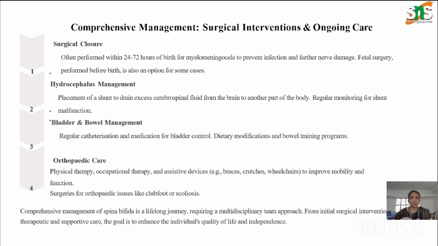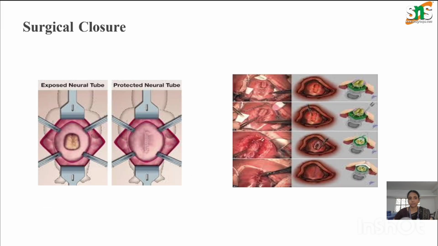Orthopedic care, physical therapy, occupational therapy, and assistive devices such as braces, crutches, and wheelchairs provide mobility and function once the child reaches the age of 5. These can be helpful, and surgeries for orthopedic issues like clubfoot or scoliosis can also be preferred. So comprehensive management of spina bifida is a lifelong journey. It requires a multidisciplinary team approach, from initial surgical intervention to ongoing therapeutic and supportive care. Our goal is to enhance the individual's quality of life and provide independence.